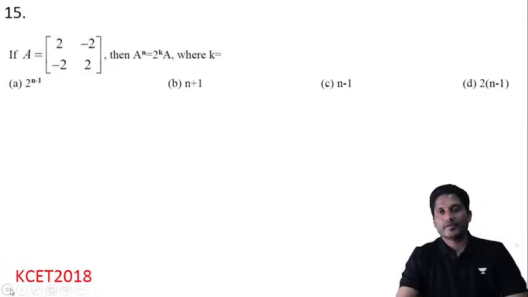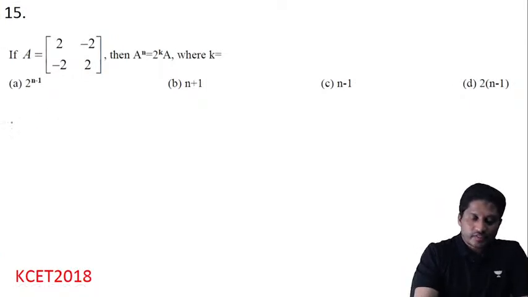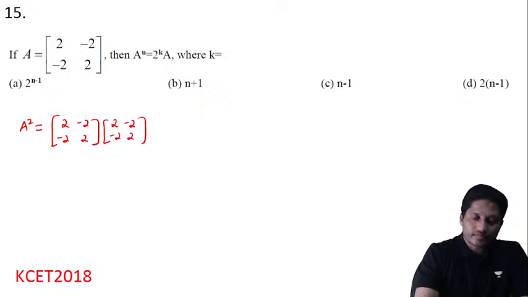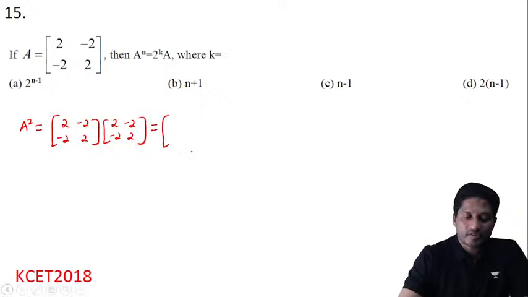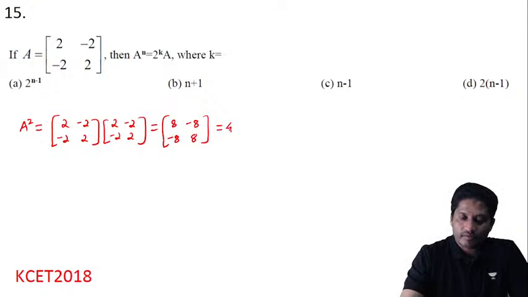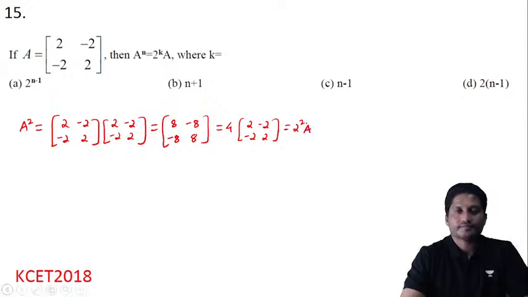Okay, follow carefully. Very good question. First, I'll find out A square. A square is A into A, right? Matrix 2 minus 2 minus 2 and 2, and this will be equal to 2 minus 2 minus 2 and plus 2. To multiply, first row first column, it will be 8 minus 8 minus 8 and plus 8. If I take 4 common, it will be equal to 2 minus 2 minus 2 and plus 2, which is 2 square into matrix A.